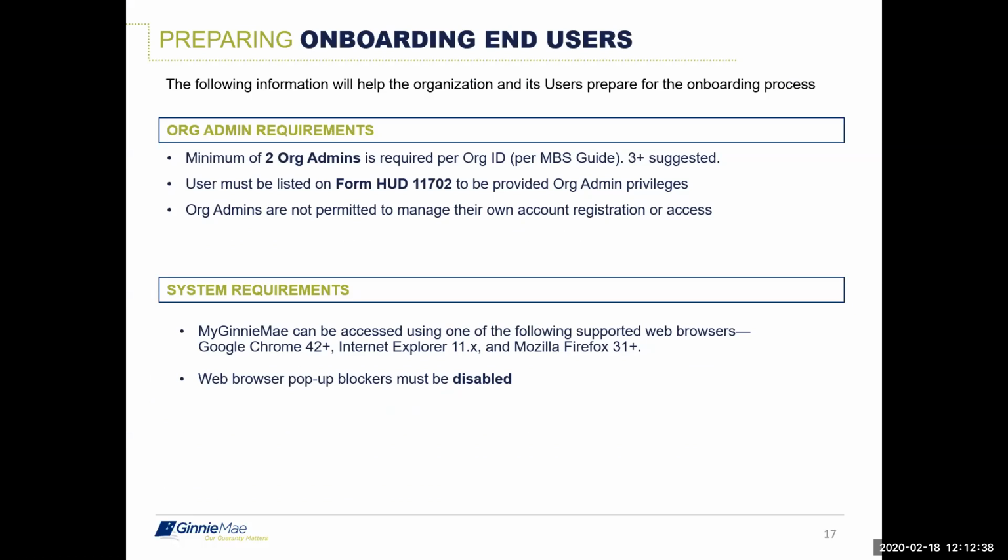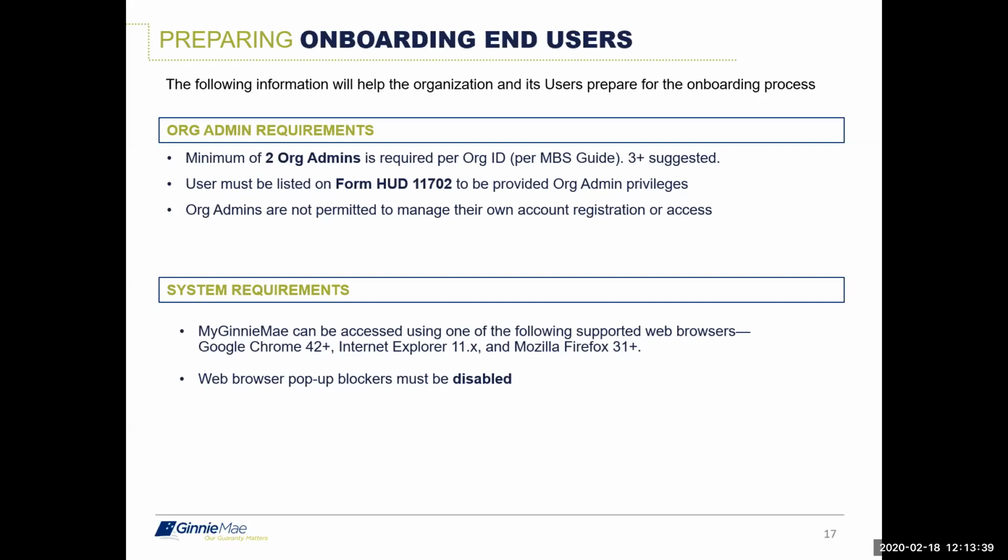But there are a couple more tips that we want to discuss. As I mentioned, as you're preparing for onboarding your own end users, and yes, that is an activity that you must complete on behalf of your end users at your organization, please do keep in mind what I already mentioned, which is that 2 org admins are required per the MBS guide, but we strongly suggest 3 or more in the event that your organization finds itself in an emergency situation in terms of having to manage its users. You're going to want to make sure that folks are available on the fly to be able to assist. So I do strongly encourage a minimum of 3 administrators in order to properly manage this workflow in an urgent situation. Keeping in mind that to be an organization administrator, you do have to be listed on the form HUD 11702.